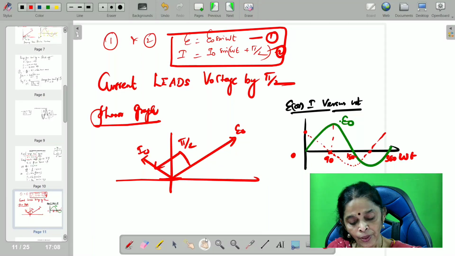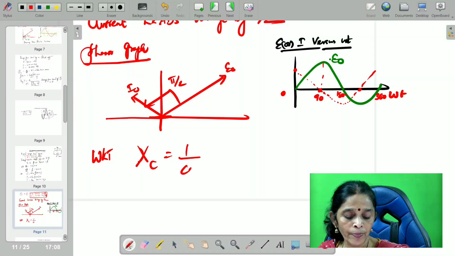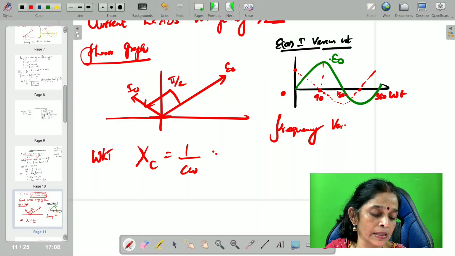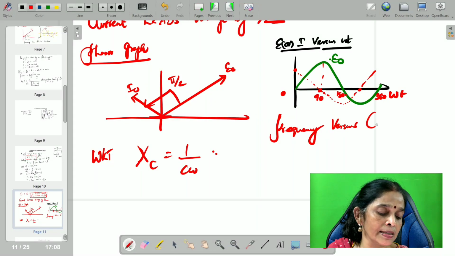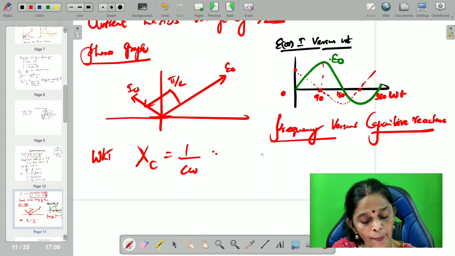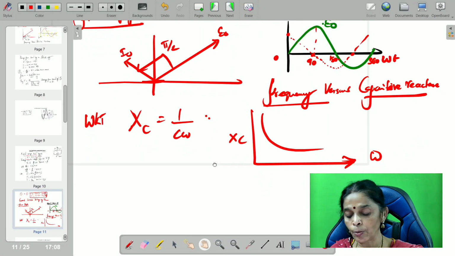But then we know that Xc is equal to 1 by C omega. So what is the frequency versus reactance graph? Frequency versus capacitive reactance graph. Which is called capacitive reactance, children? The Xc is called capacitive reactance. When omega increases, Xc decreases. So it is a hyperbolic, rectangular hyperbola graph.